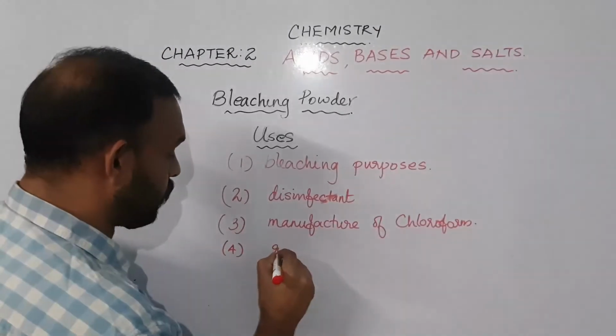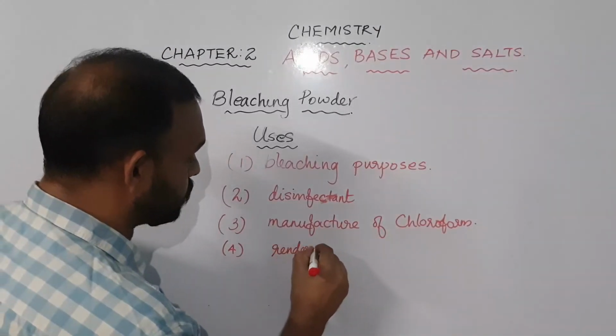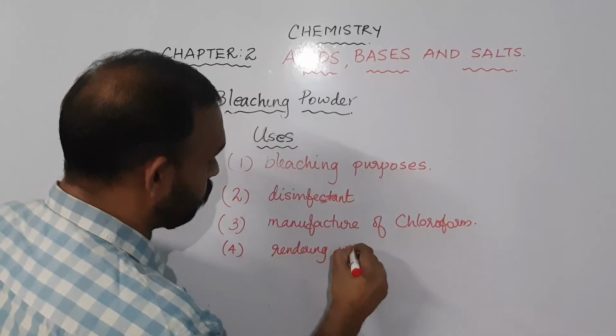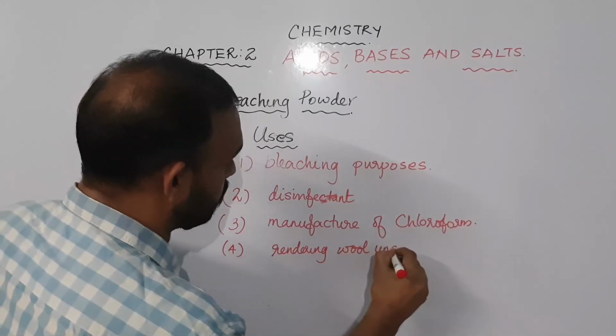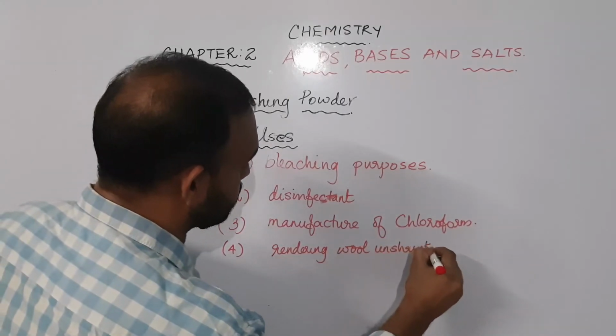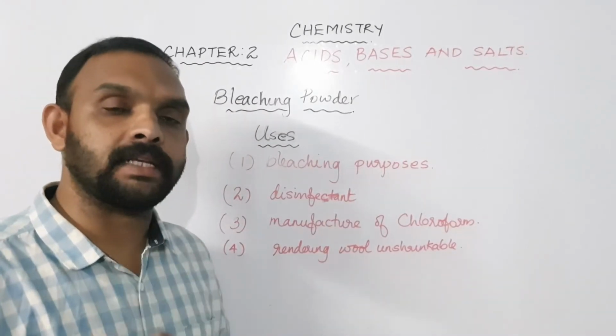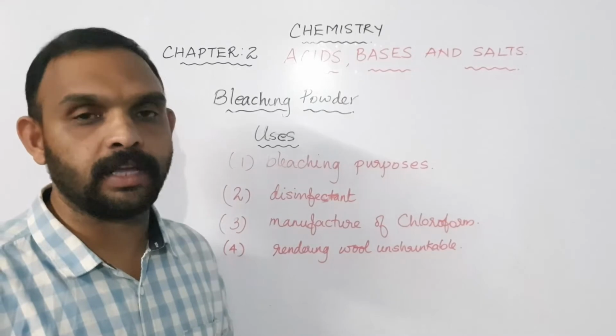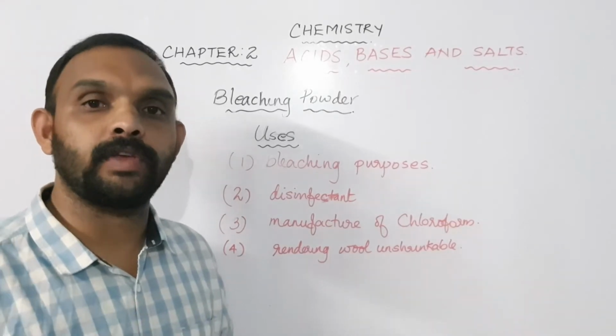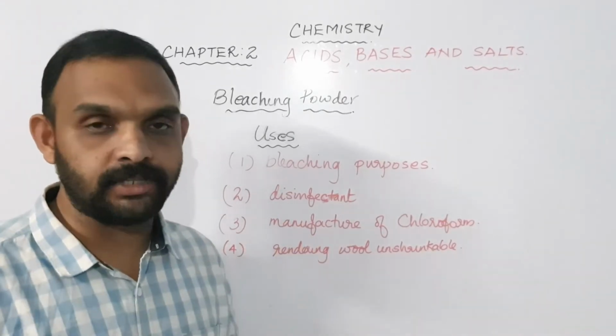I will tell you what is meant by rendering wool unshrinkable. We know that the woolen materials, woolen clothes which we are using at home, after winter season we used to give it for bleaching.